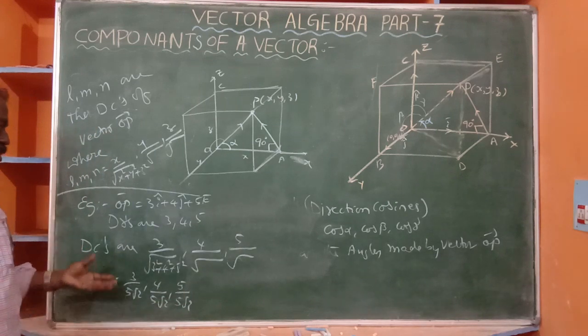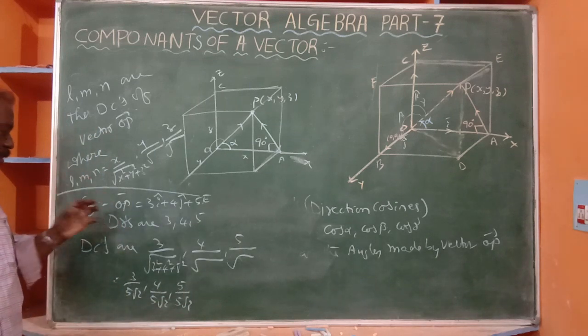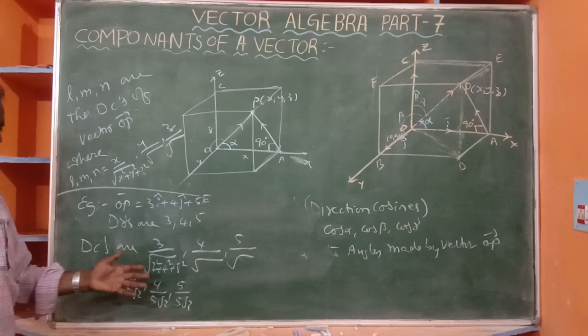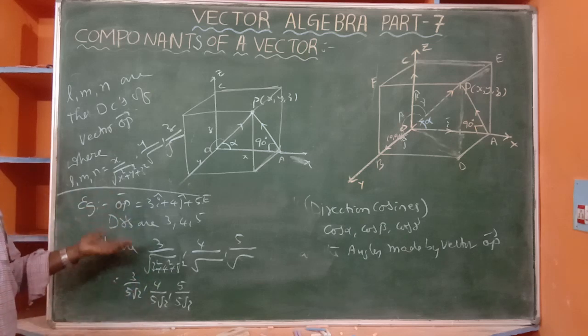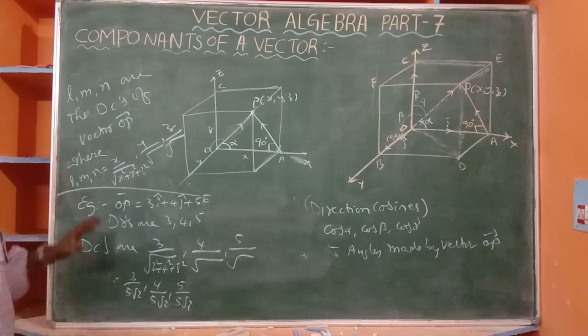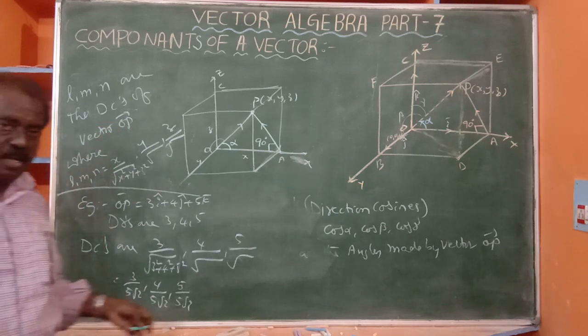Don't confuse: DRs are different from DCs. DCs are direction cosines, cos alpha, cos beta, cos gamma, where alpha, beta, gamma are the angles made by the vector. Slowly, repeat this video one or two times.